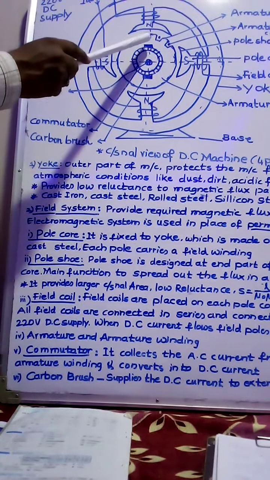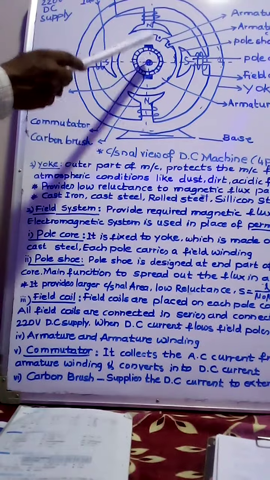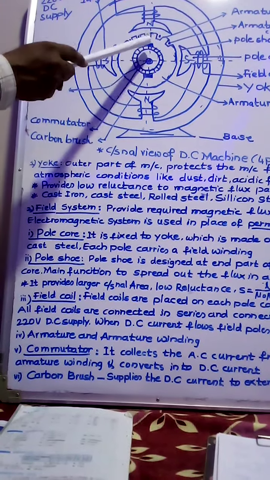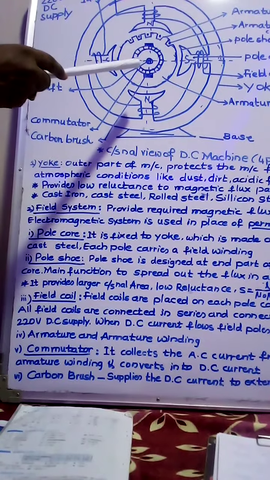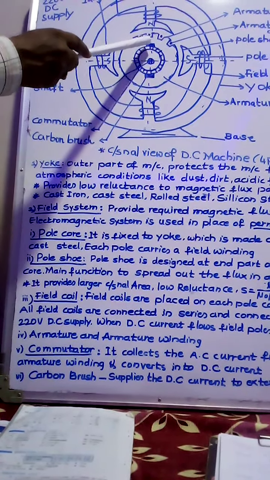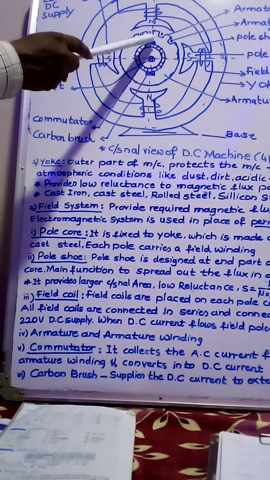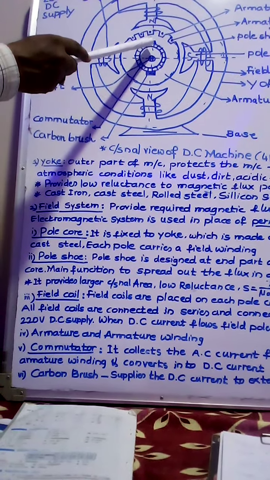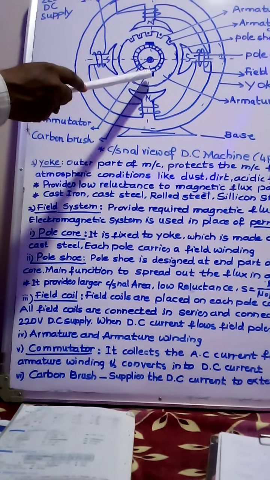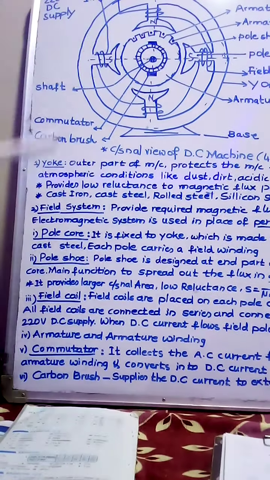Lastly, we have two carbon brushes. Carbon brushes are mounted on the commutator surface. They are made of carbon. What is their main function? They collect the current from the commutator and supply the DC current to the external circuit.